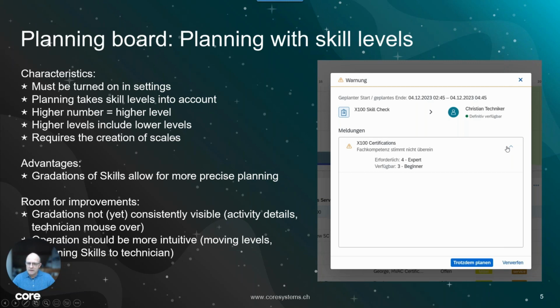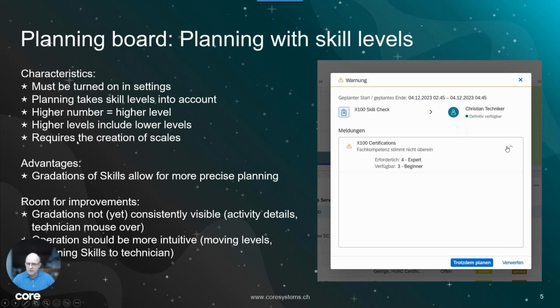When you add skill levels to a skill, then a higher number of the skill level counts towards a higher level. And higher levels always include the lower levels. So that means if your technician has level 5 and the activity requires level 4, then it will be okay. The other way around, it will not be okay. If the technician has level 4, but the activity requires level 5, it will prevent you from planning it to that person.